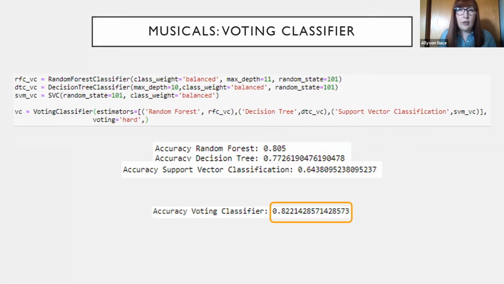So I moved on to the voting classifier. The voting classifier is a classification method that uses multiple other classifiers, and then it has them vote at the end for what label they think belongs to the entry. With a voting classifier using random forest, decision tree, and support vector machine, I was able to get my final model for musicals up to an 82.21% accuracy.